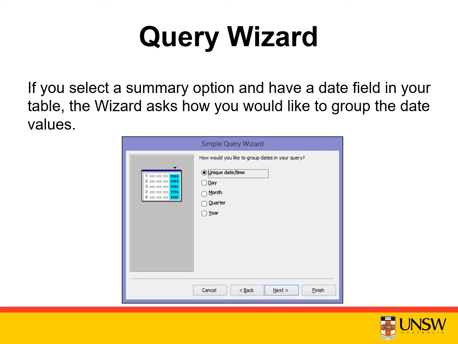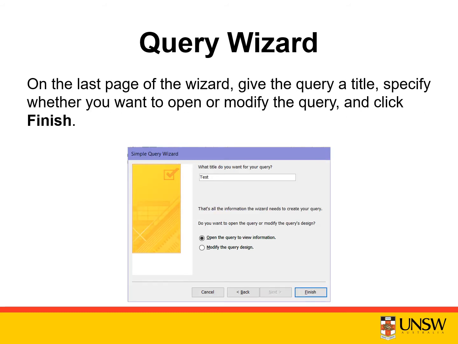If you selected the summary option and you have a date field in your table, the wizard asks you to group the records based on a specific part of the date. You can group the records based on year, month, day, and so on. For example, if you group the records based on year, the final result shows the summation or average based on each year. As the last step, you should select a name for your query and choose if you want to open the query results or if you want to modify the query in the design view to add more criteria. Watch Query Wizard demo in the next slide.